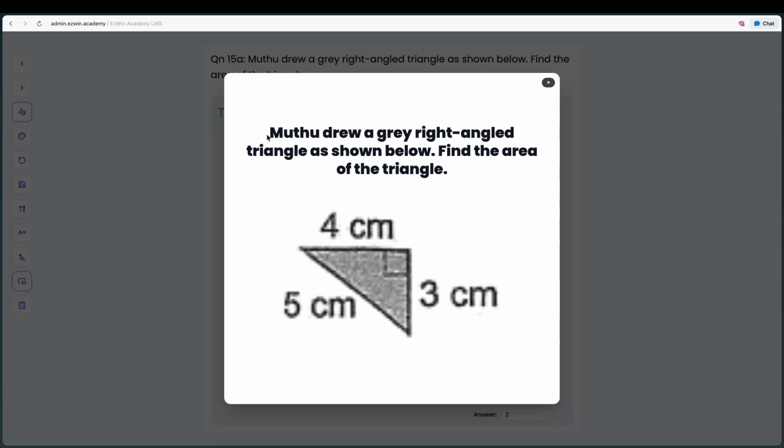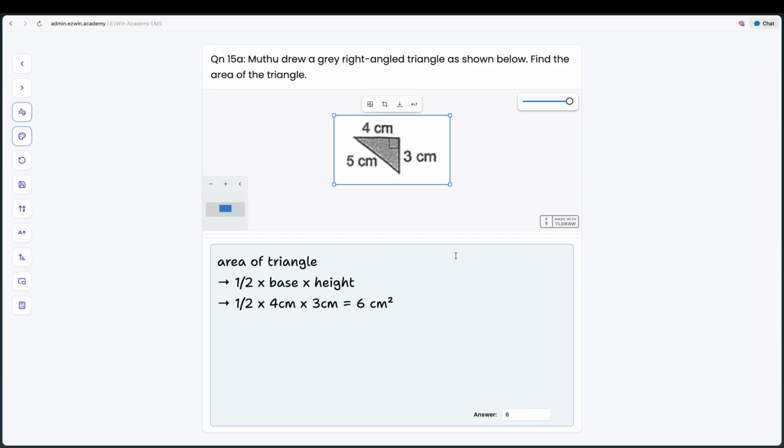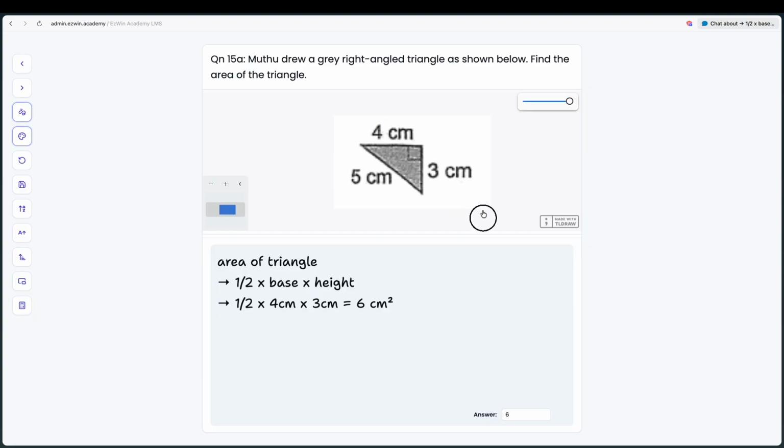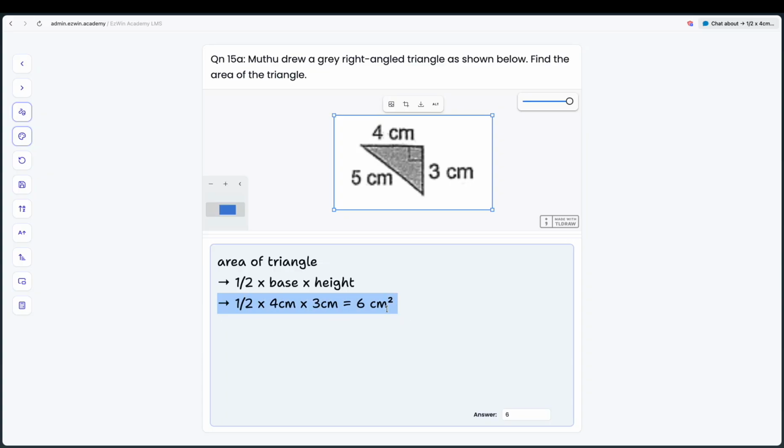Question 15a. Muthu drew a gray right angle triangle as shown below. Find the area of the triangle. For the area of the triangle, pretty straightforward. We have half times base times height. The base over here is 4 centimeters, and because it's perpendicular, the height will be 3 centimeters. So it will be 6 centimeters square. Okay, so that's the area of the triangle. Let's move on to part B.